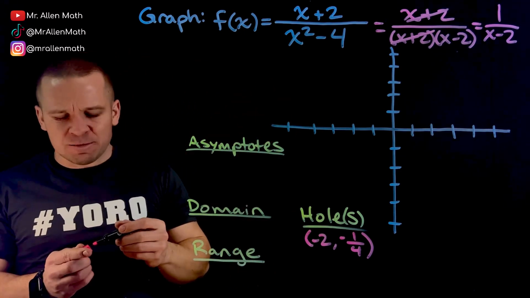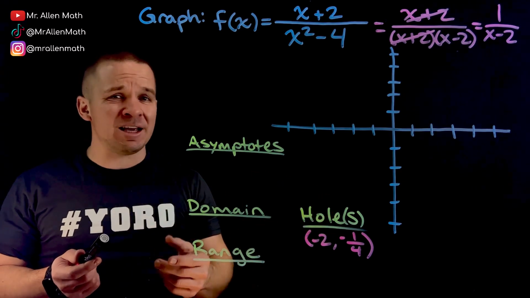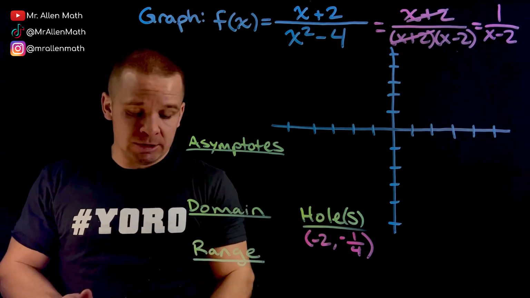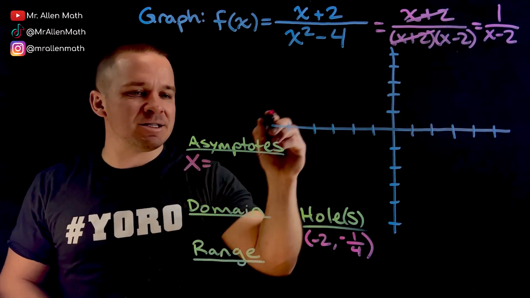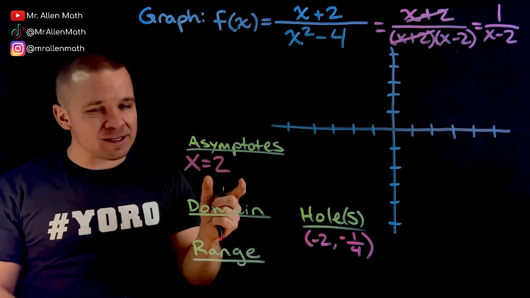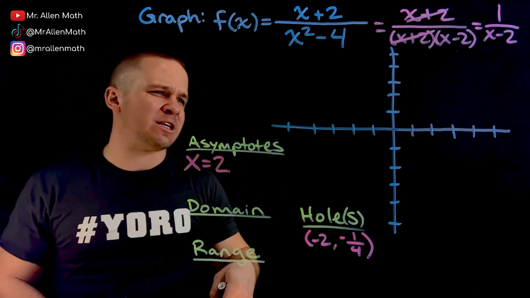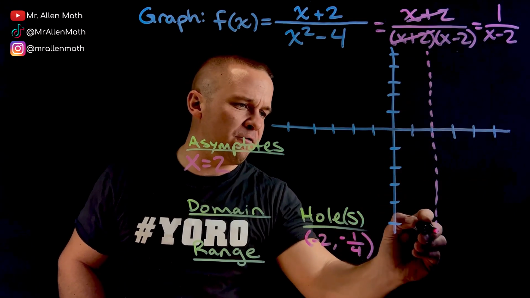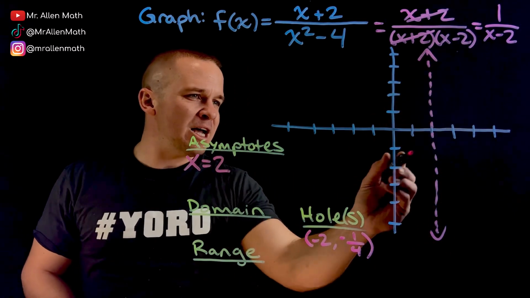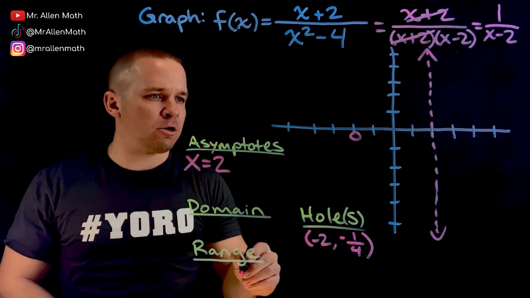Now, I have that x minus 2 that's left in my denominator. That's going to get me my vertical asymptote. So I'm going to have a vertical asymptote at x equals 2. Set that x minus 2 equal to 0 and solve, I get x equals 2. That is a vertical asymptote, so I'm going to pop that on right here. So we got x equals 2 for my vertical. Beautiful. And -2, -1/4 is going to be an open circle just like that.